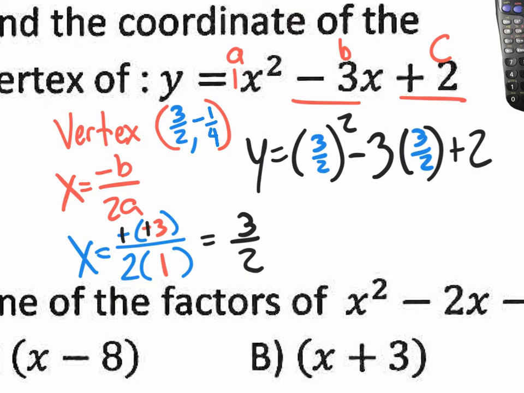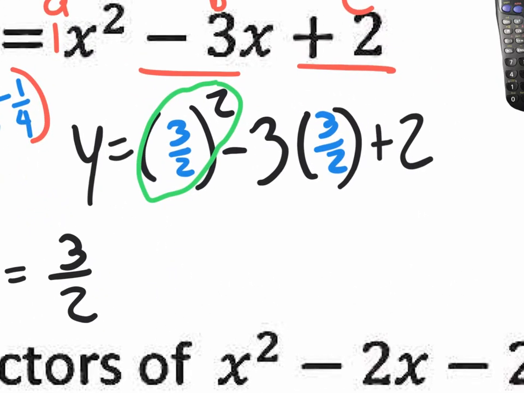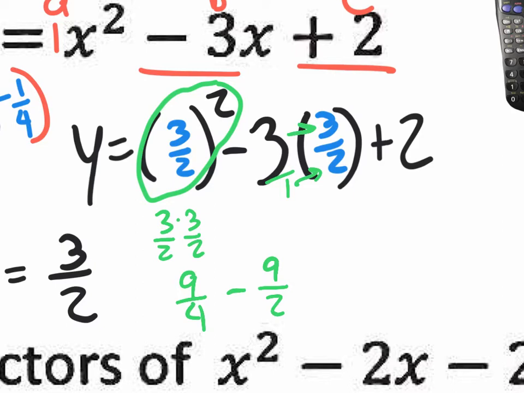Sure, why not? Okay, so let's do the exponent first. What's 3 halves squared? That's really 3 halves times 3 halves. So if I write that out, 3 halves times 3 halves, what's 3 times 3 and what's 2 times 2? You end up with 9/4, yeah? And then over here, put the 3 over a 1, and 3 times 3 is 9, and 1 times 2 is 2, so you get minus 9 over 2. And of course, at the very end, you have the plus 2.